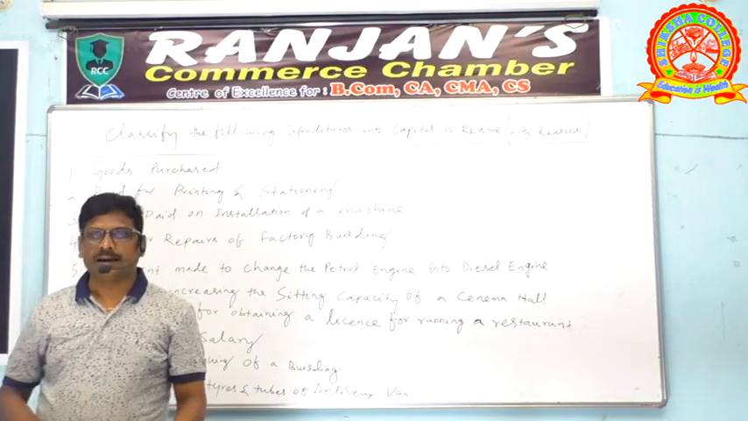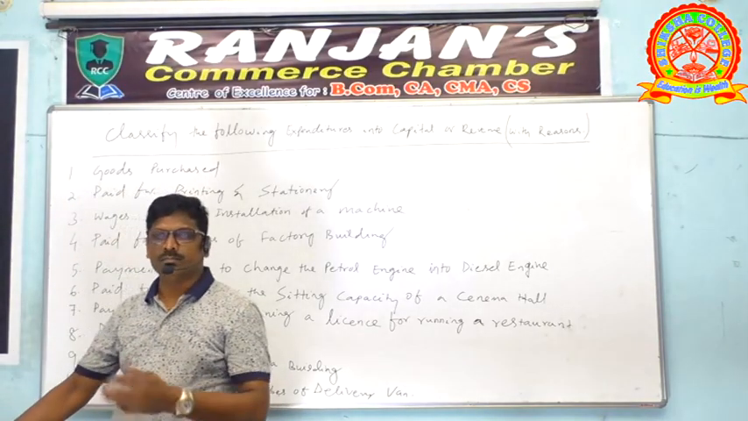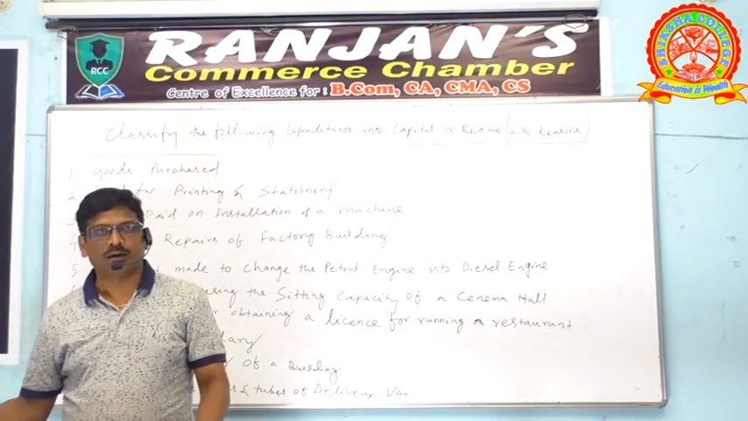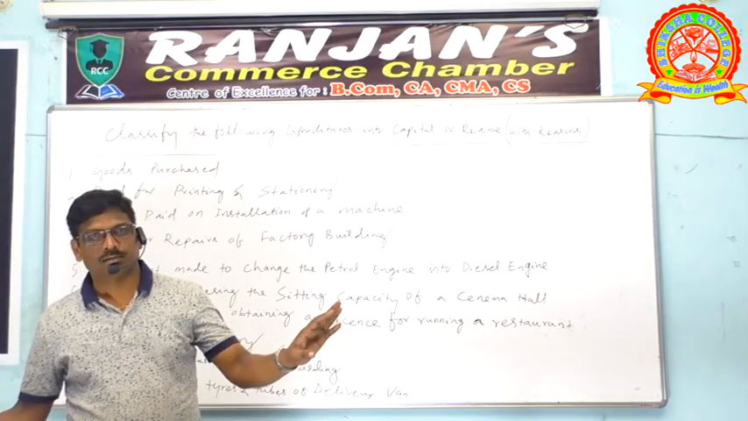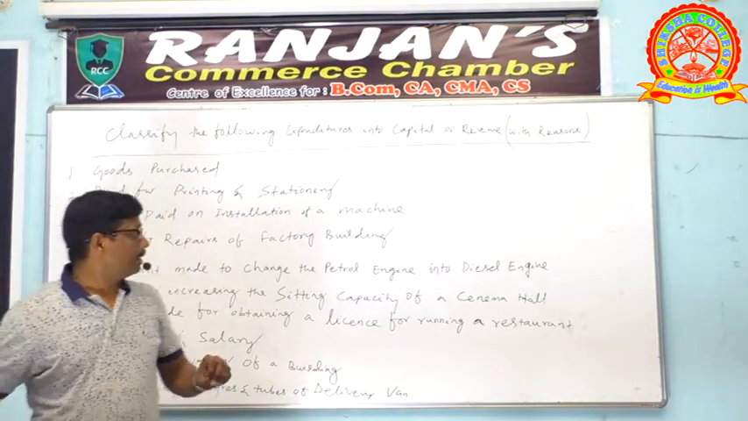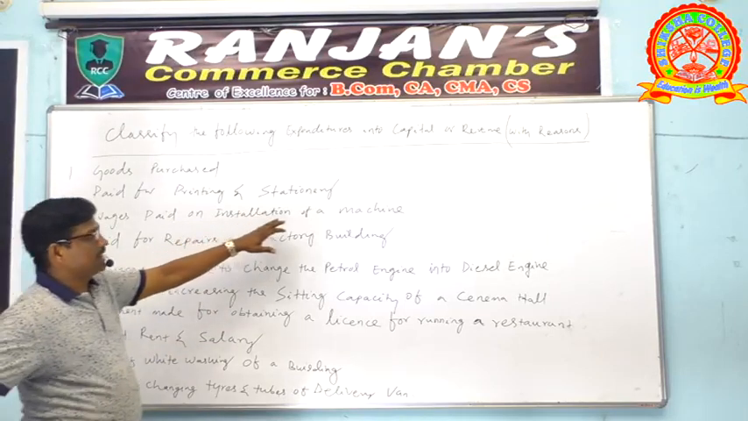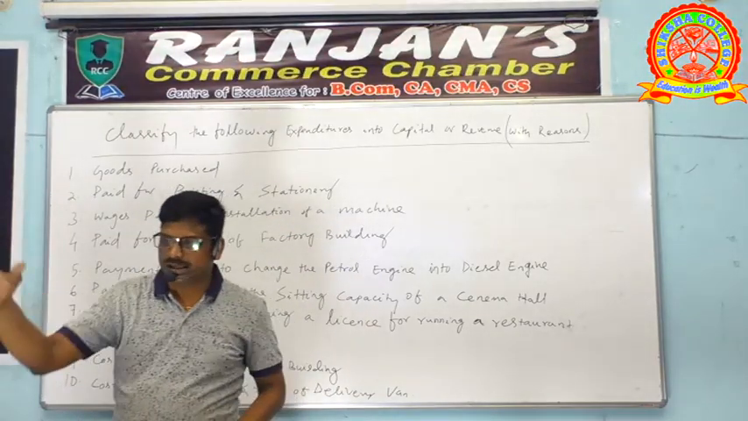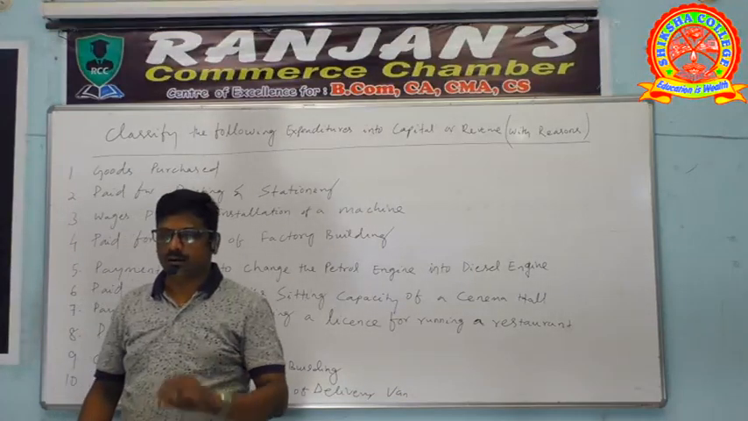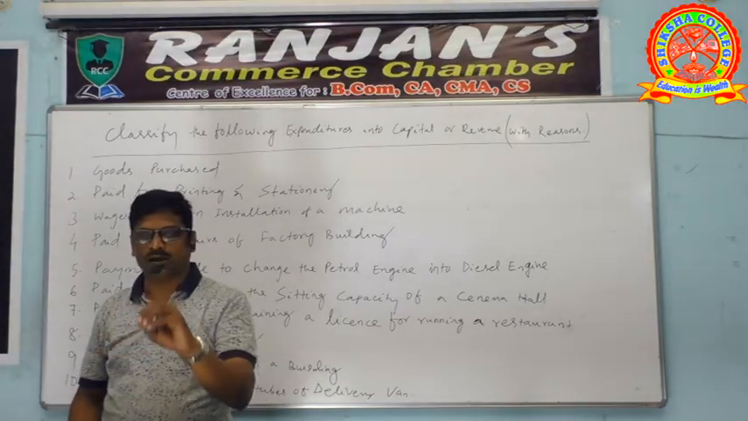The cost of the generator and the cost incurred to make it into usable condition, both are capital expenditure, right? Once the capital asset has become ready to use, the other expenses incurred will be revenue expenses, right? So, wages paid for installation of a machine: the purchased machine will be installed by the labor force, and the amount paid to the labor force will be called wages.